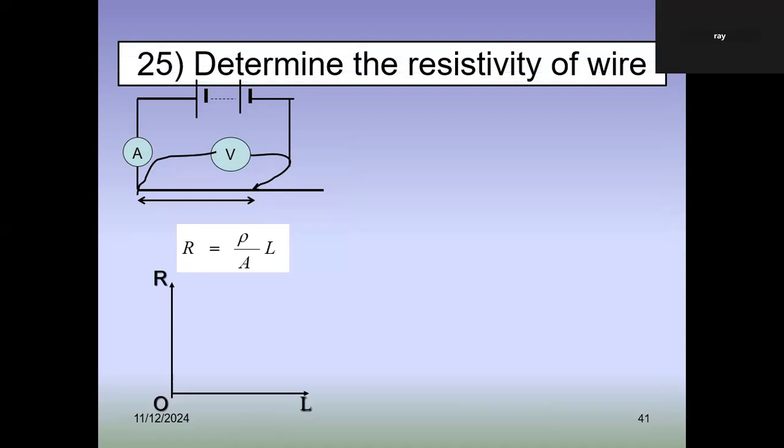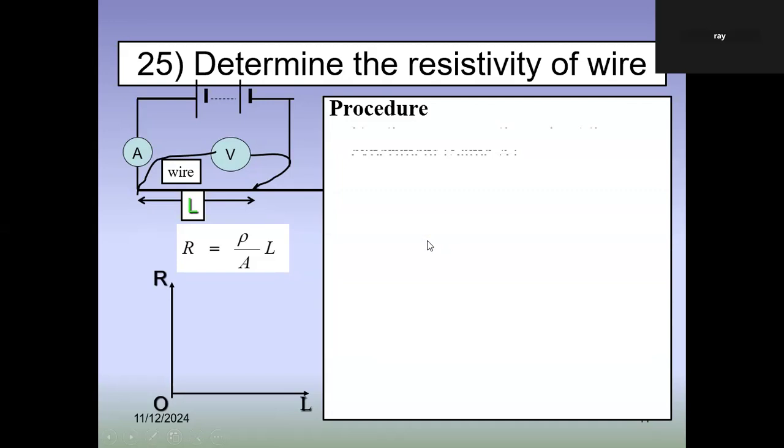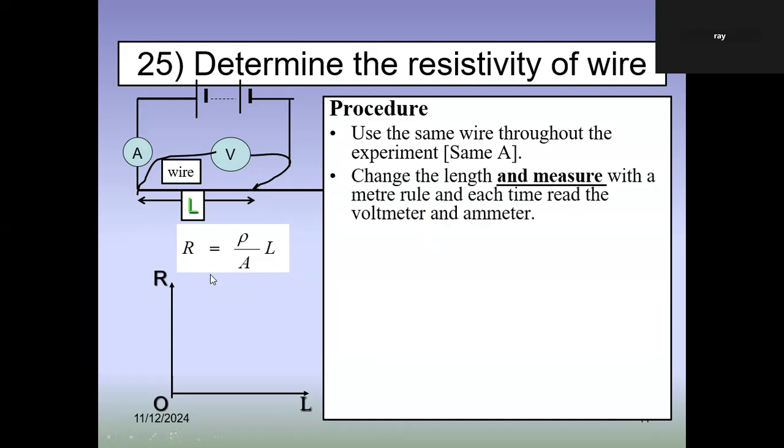Determine the resistivity of a wire. You can use a battery or power supply, a voltmeter to measure the potential difference across the length L, and an ammeter to measure the current flowing through the conductor or wire. Procedure: use the same wire throughout the experiment. That means the same cross-sectional area, A is constant.